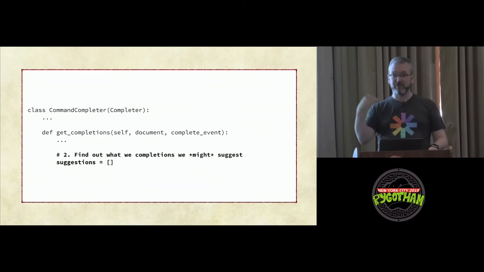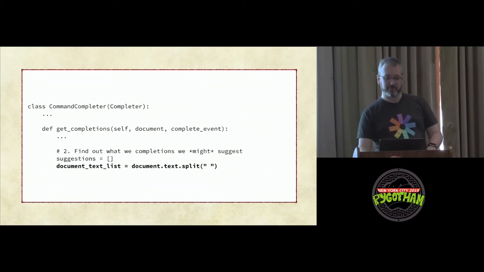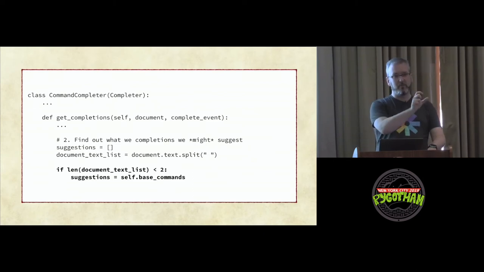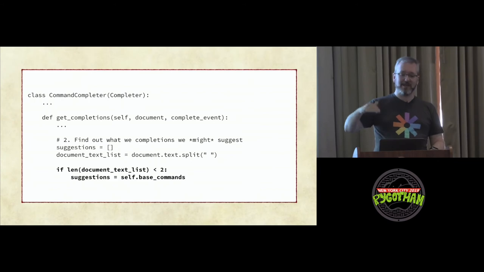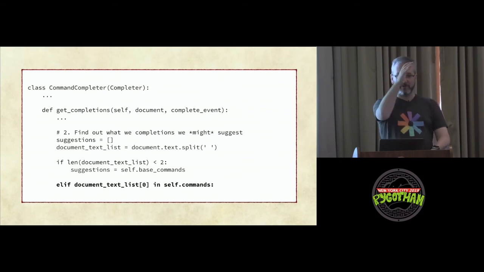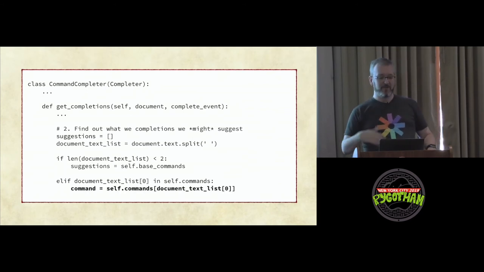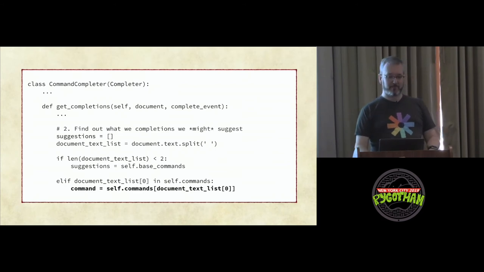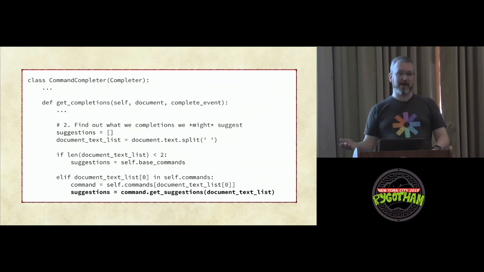Now, we want to find out what completions we might want to suggest. So we'll start with an empty list of suggestions. We'll split the document text on spaces there. And this will help us understand if we have a single word or if we've had multiple words chained together. So if we're at the first position, we've only had zero or one thing typed so far. We're going to look at the base commands, that list of all those command keywords, as our initial suggestions and offer those up. Otherwise, if we already have that first word and we know that it's one of our registered commands, then we can grab that command object from all the commands that we remembered, and ask the command to supply its own suggestions based on what's been typed and how far along we are.